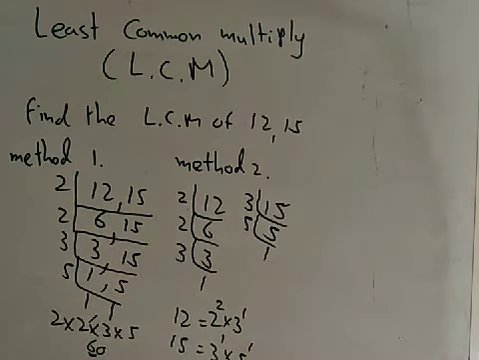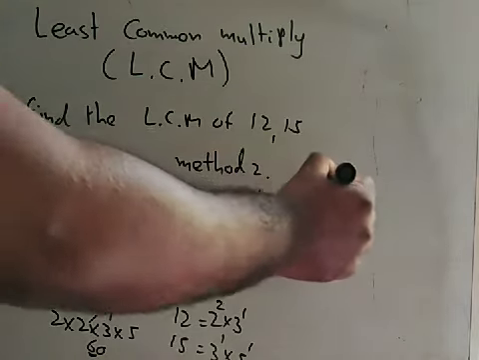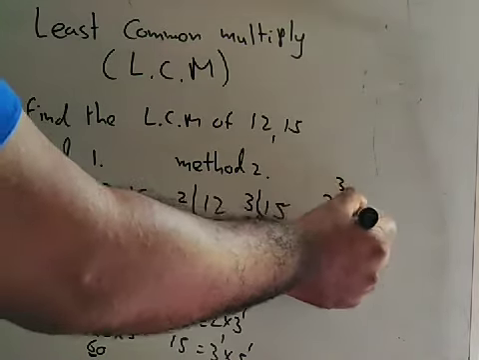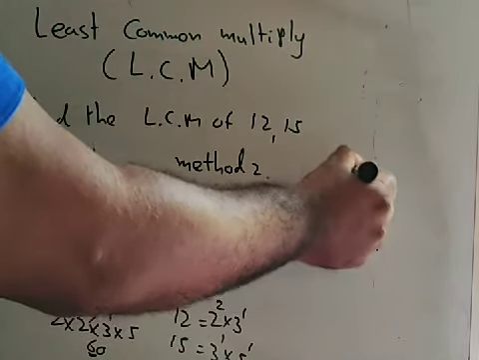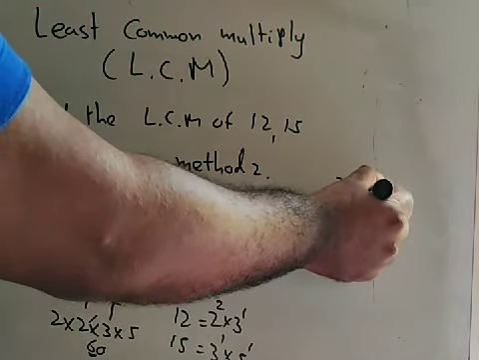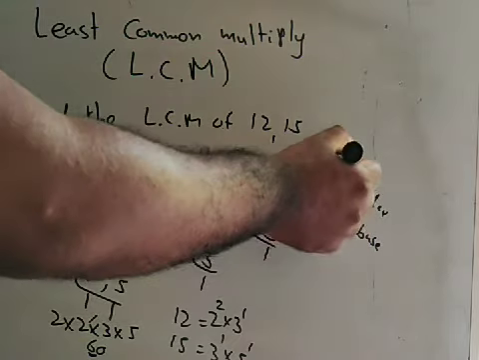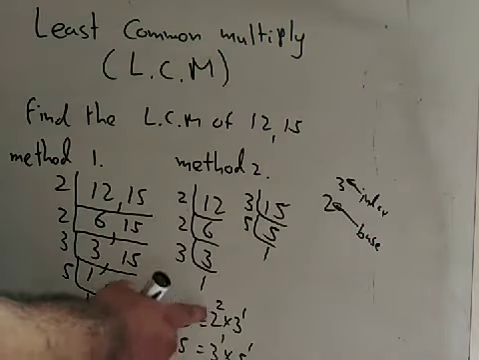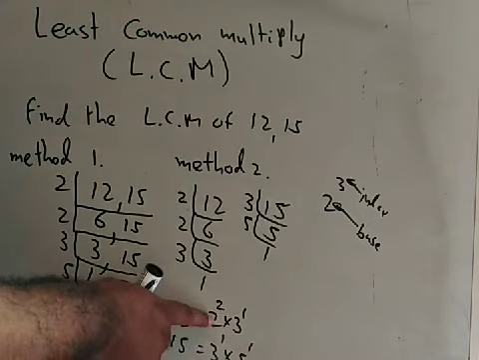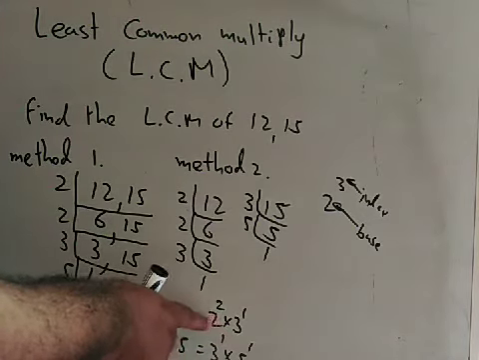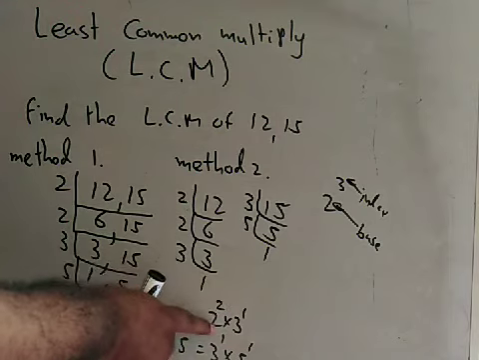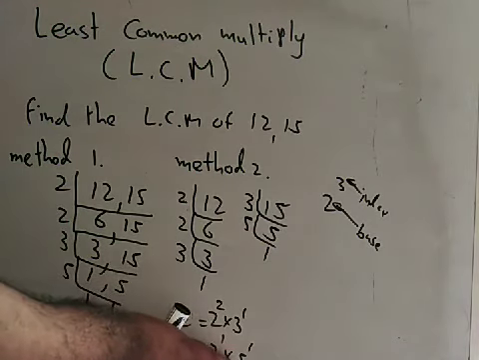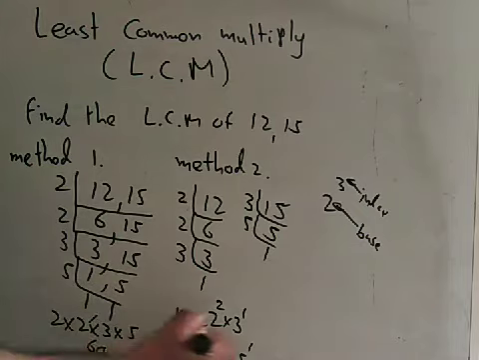When I taught the indices lesson, with 2 to the power 3, I told you this is the base and this is the index, the power. To find the LCM of these, look at the bases. 2 to the power 2, the base is 2. 3 to the power 1, the base is 3. 5 to the power 1, the base is 5.